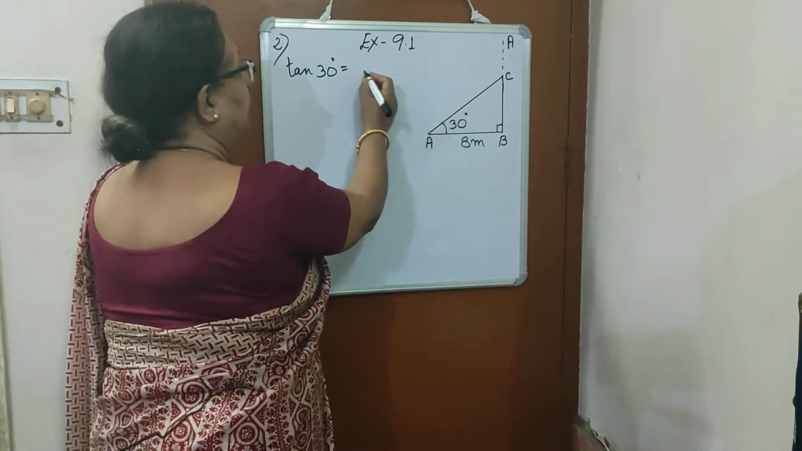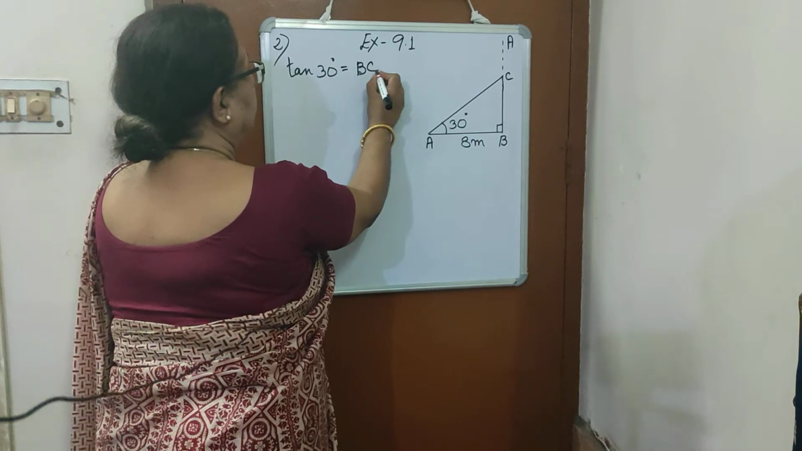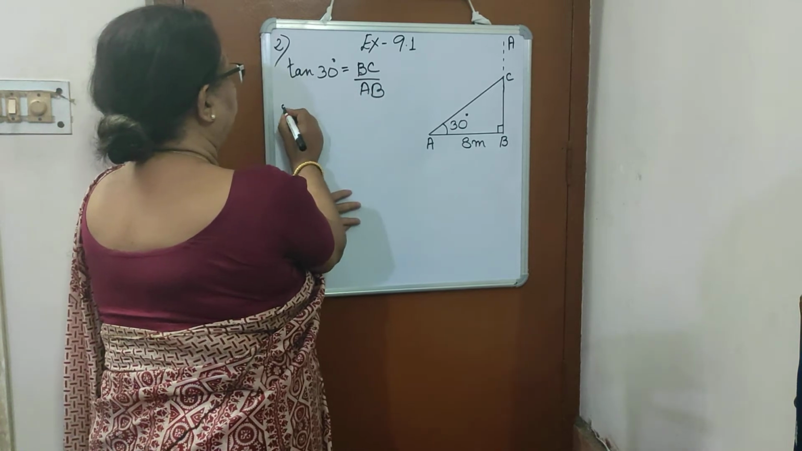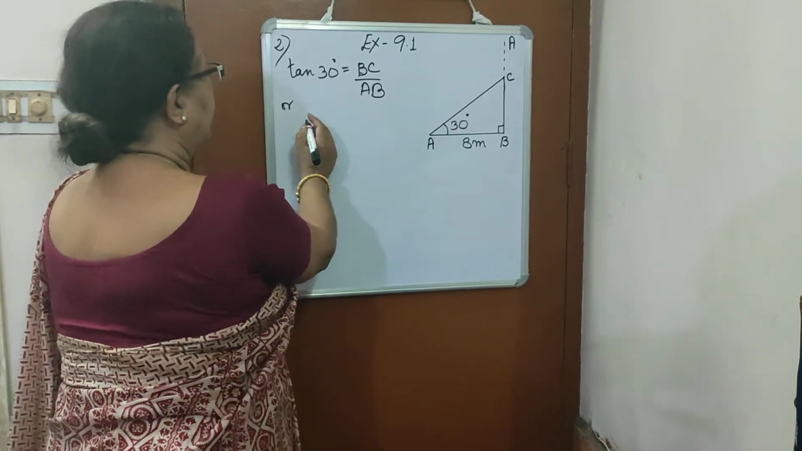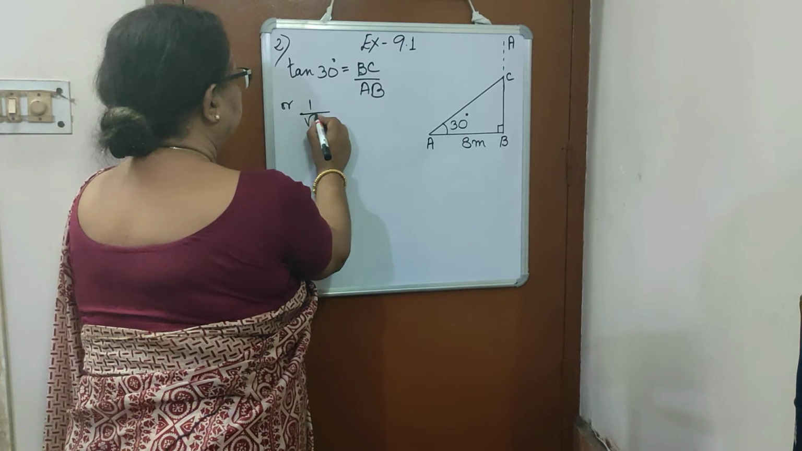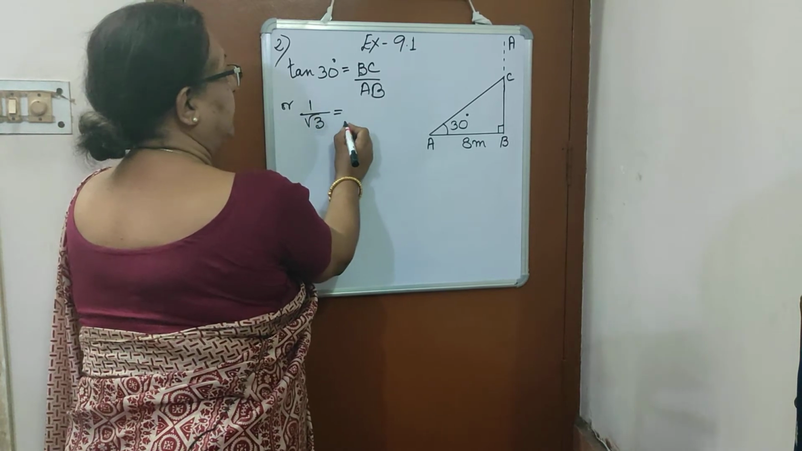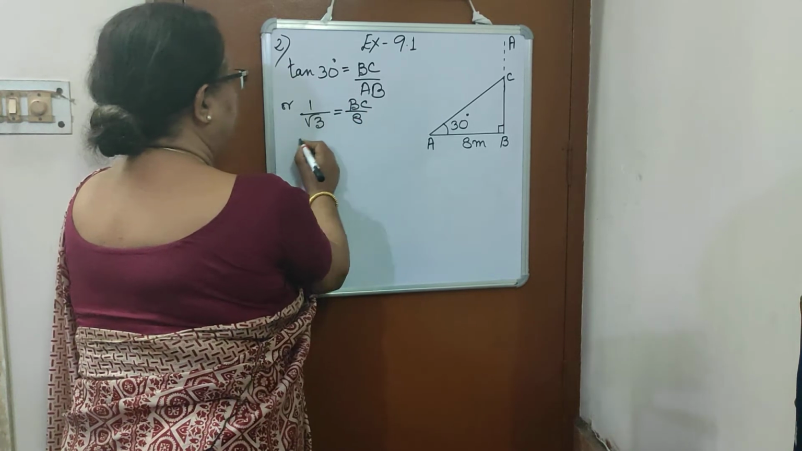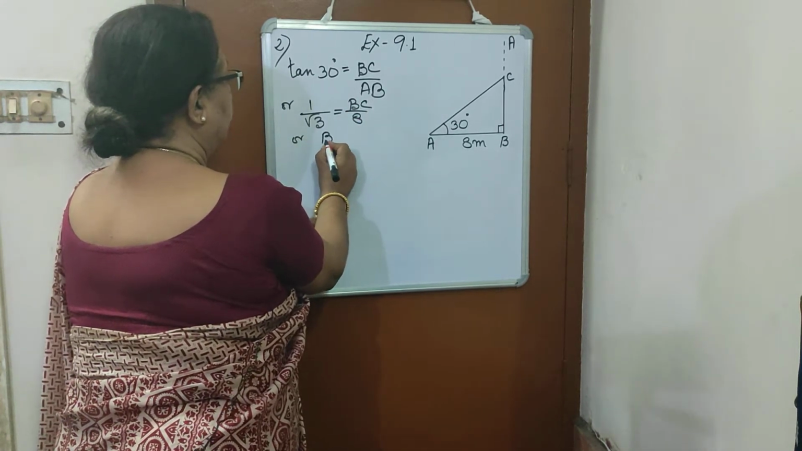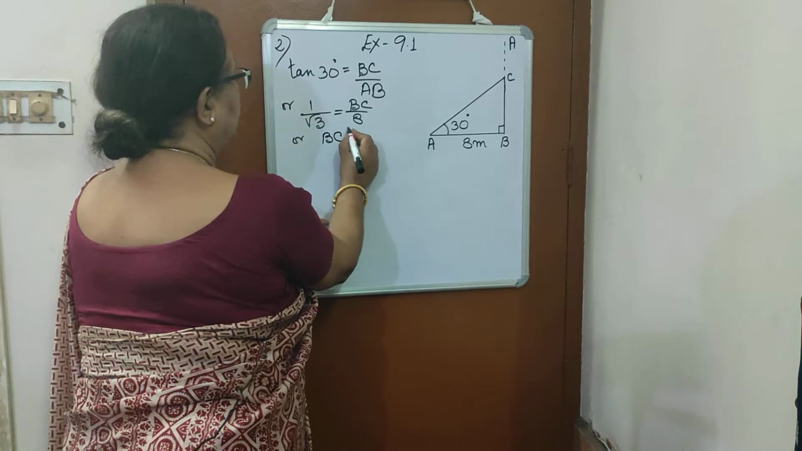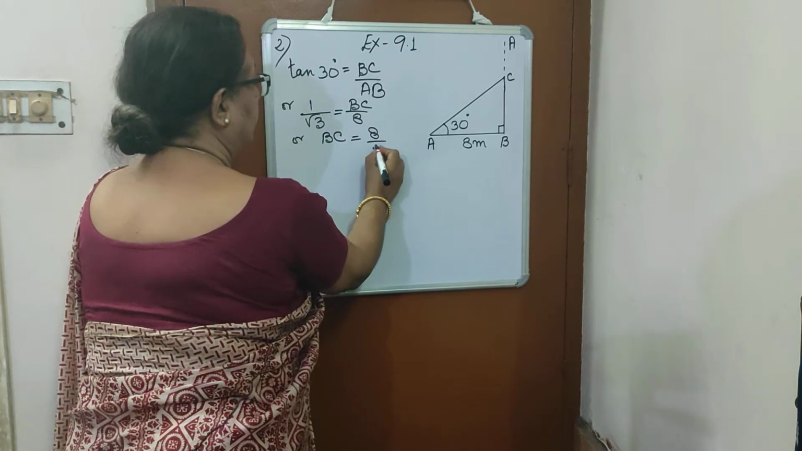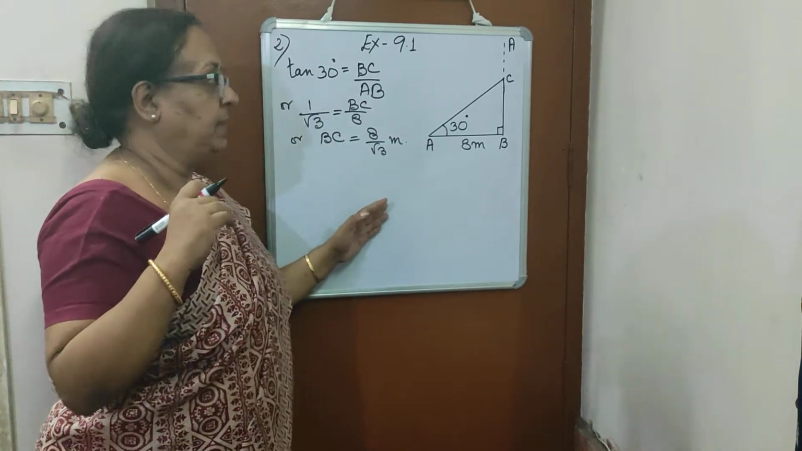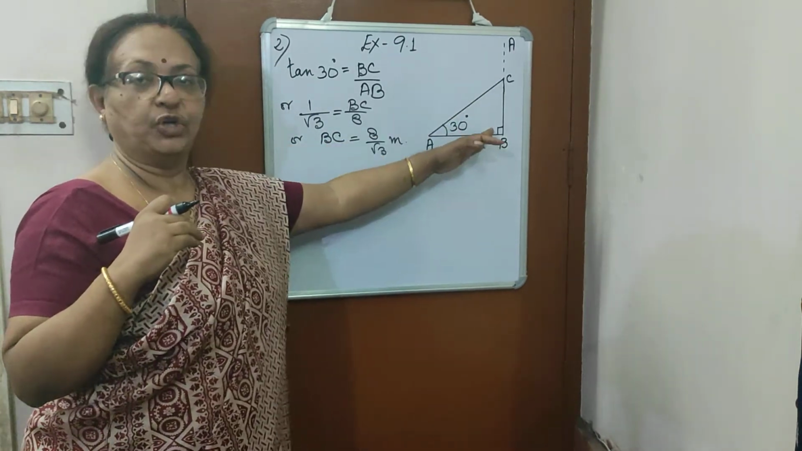What is the perpendicular? Base. What is tan 30? The value of tan 30 is 1 by root 3. AB is 8, so BC is equal to 8 by root 3. So, this is one portion of the tree.